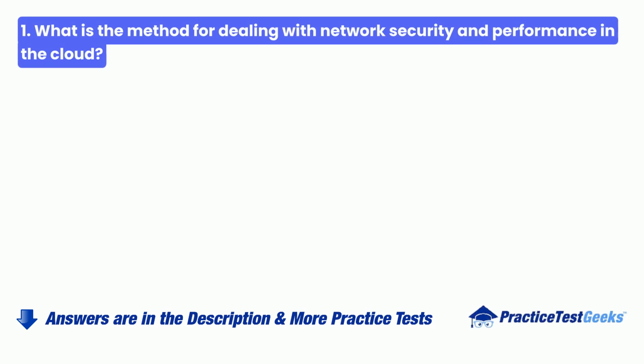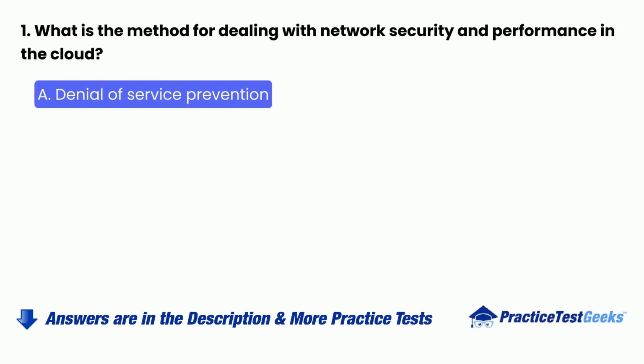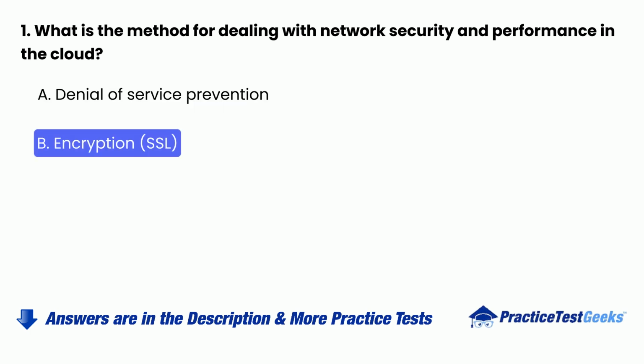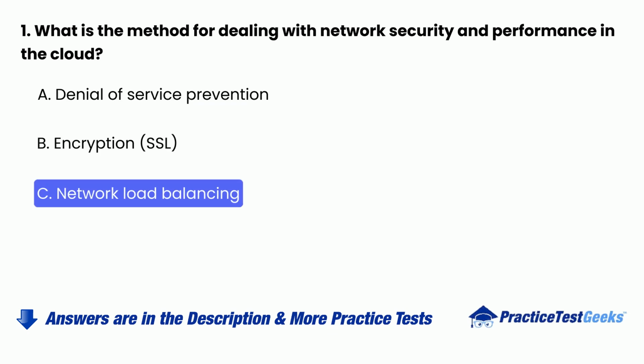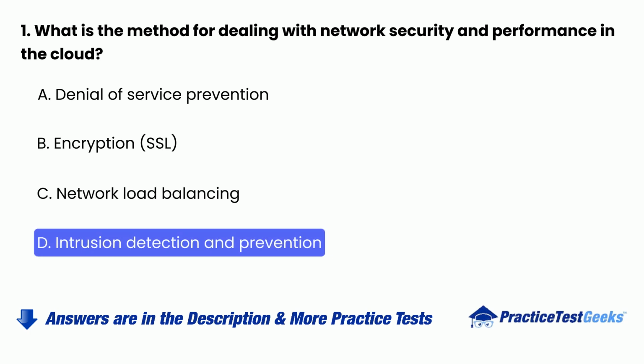1. What is the method for dealing with network security and performance in the cloud? A. Denial of service prevention. B. Encryption. C. Network load balancing. D. Intrusion detection and prevention.